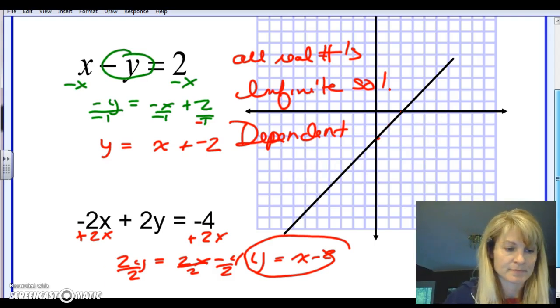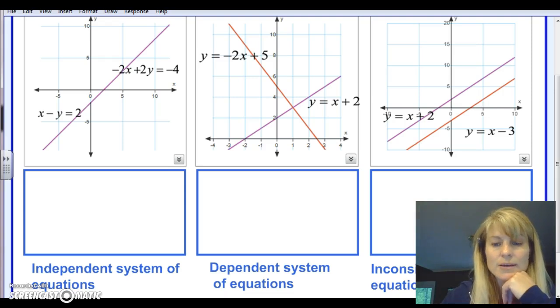Okay? So we're going to end with a little quiz. You have to name each one of these systems here. We'll call this one 1, 2, and 3.